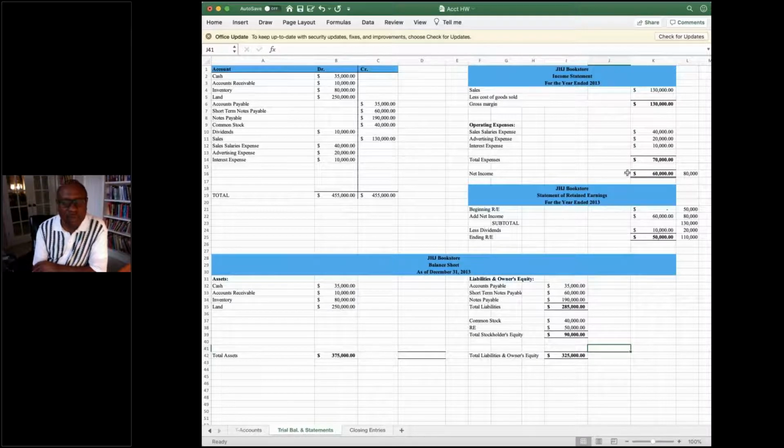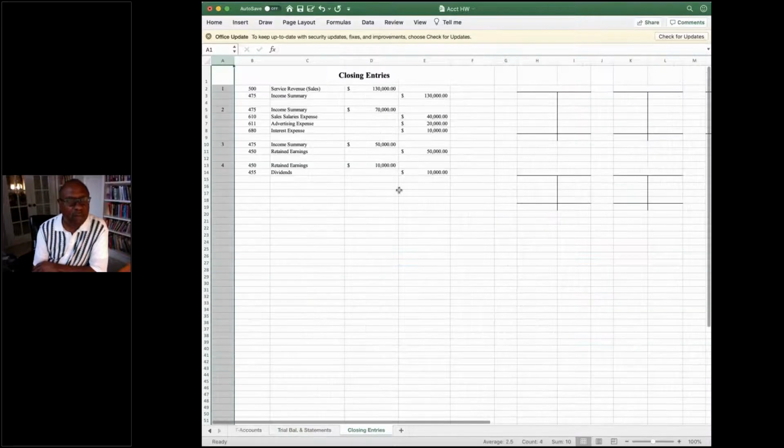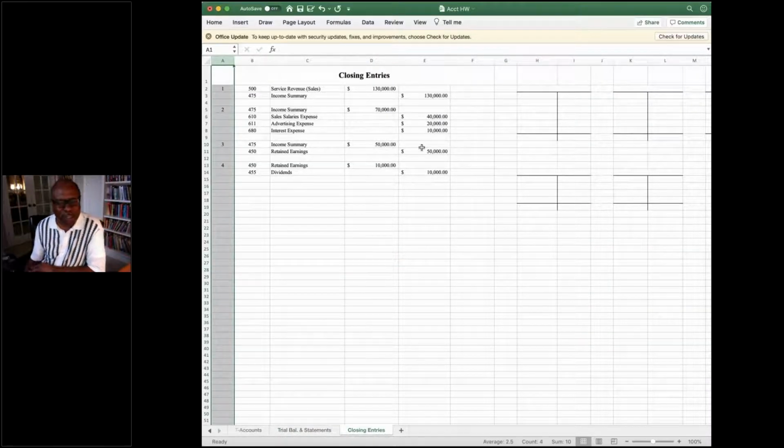Uh-oh. Net income, 60,000. That's not what the book said. I promise you, I had the book open right next to this Excel sheet, and the book did not say that. I know that book said retained earnings. I got the book on Cengage.